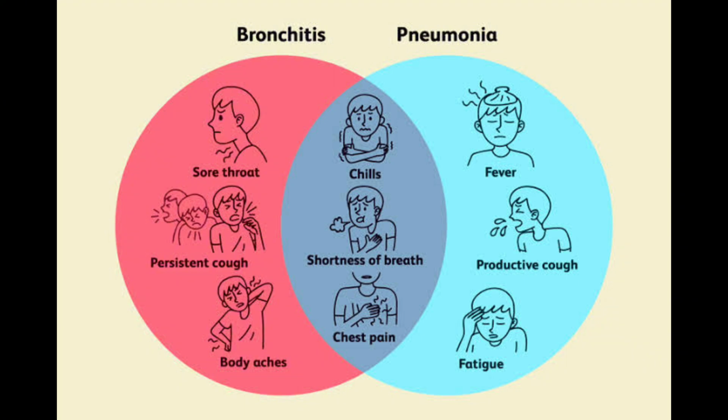Bronchitis, on the other hand, usually presents with a persistent cough that can last for weeks. This cough may produce mucus, which can be clear, white, or yellowish. The presence of mucus is a key indicator of bronchitis.